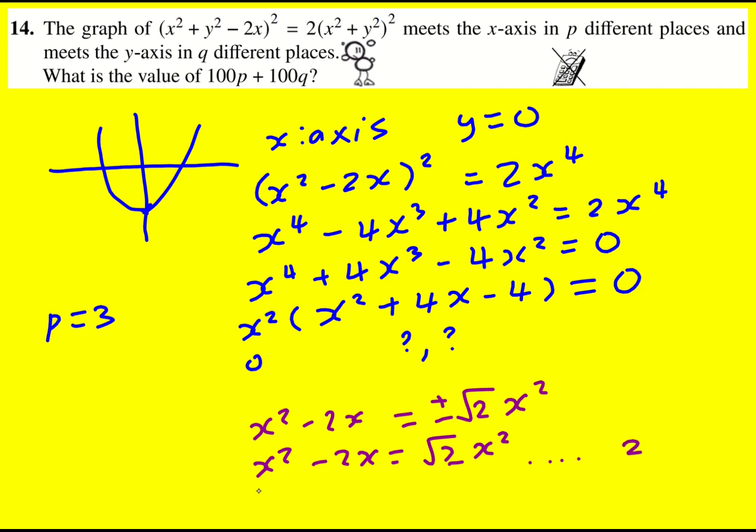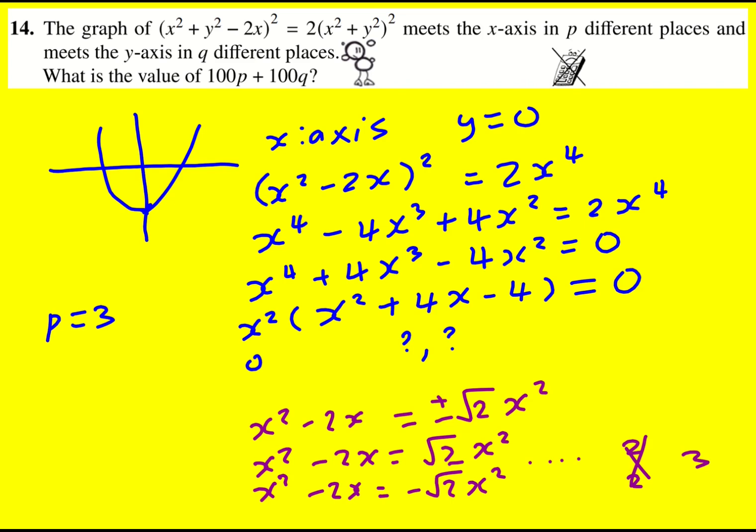solutions. And then x squared minus 2x is equal to minus root 2x squared. Again, we get two solutions. However, you have to spot that, in fact, the solution here is x equals 0, or one solution, and the solution here is also x equals 0. So overall, we actually get three solutions, just like I did here. So I think actually going this route, you're a bit more likely to make a mistake, but it still works.